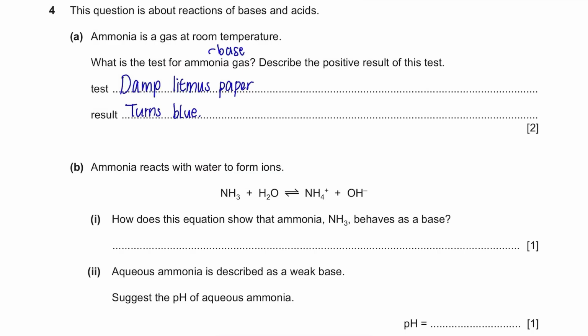Part B. Ammonia reacts with water to form ions. NH3 plus H2O gives NH4+ plus OH-. How does this equation show that ammonia NH3 behaves as a base? You can see that ammonia has gained a proton and became an ammonium ion with a positive charge. This shows that it's a proton acceptor, which is a characteristic of a base.